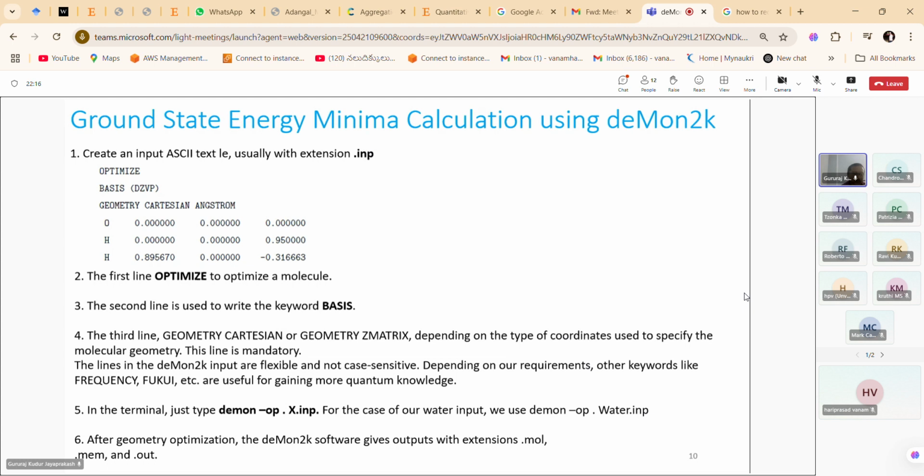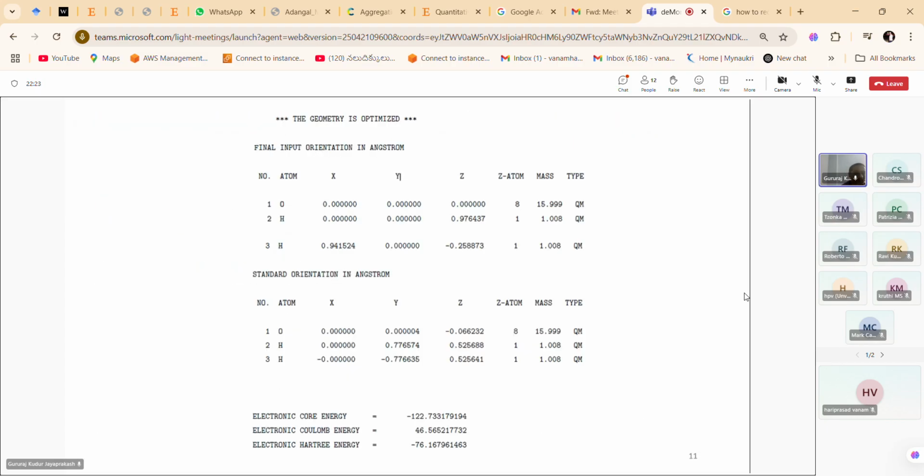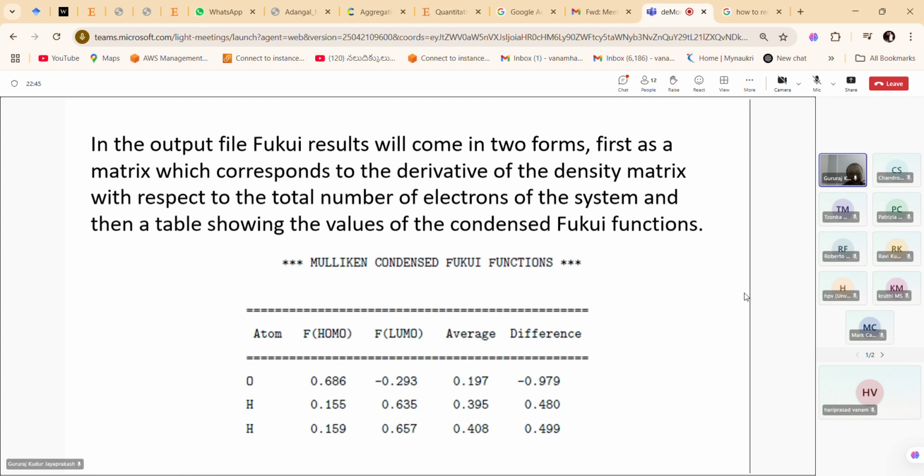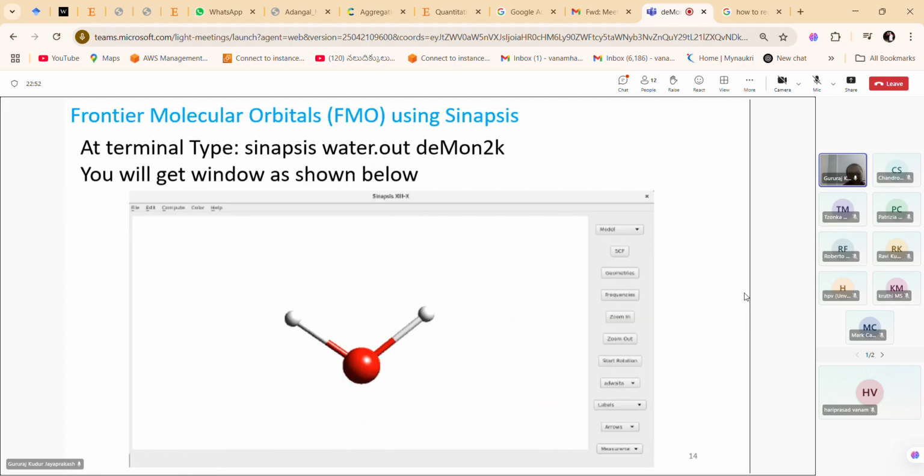Once after the optimization, you will get some other files like .mol, .mem, and .out. The .out file is very important. This is the simple example for the water molecule, and how we get the output. Once after getting the optimized structure, we usually won't optimize it again, and in particular we will give the print Fukui-most and Fukui keywords to calculate the Fukui function, and then you will get results like this. These are the condensed Fukui results. Then, if you use the Synapsys software, we can plot the frontier molecular orbitals. Just open the terminal, type Synapsys water.out or any output file, and mention deMon2k.